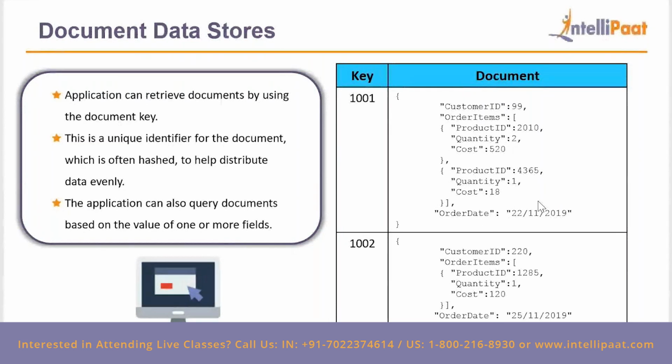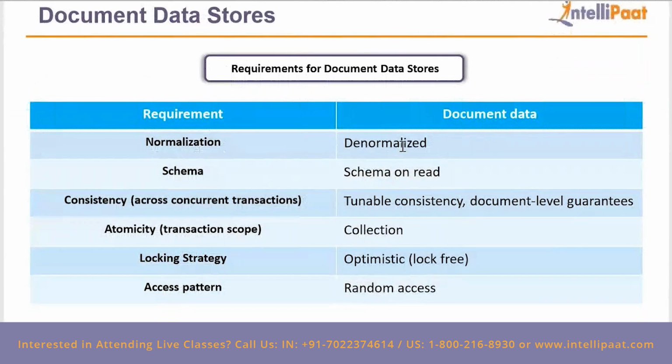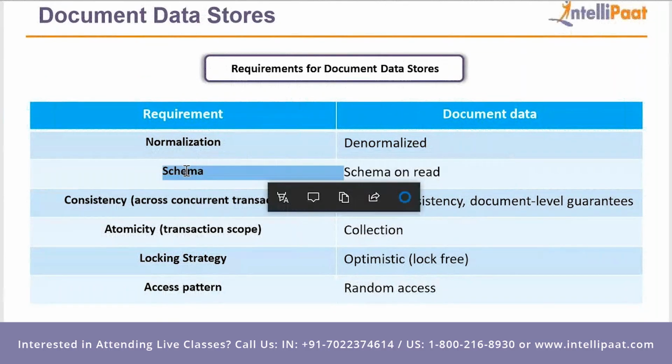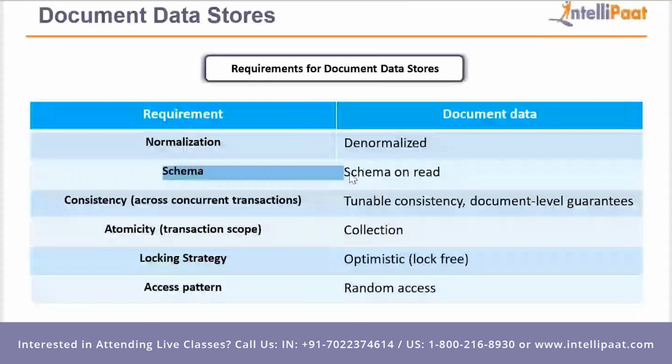Okay, so now let's see what all are there. Normalization: the data is denormalized. What about the schema definition? The schema is something which is on read. Next is your consistency. Your consistency is tunable. You can actually control how you want your consistency to be.